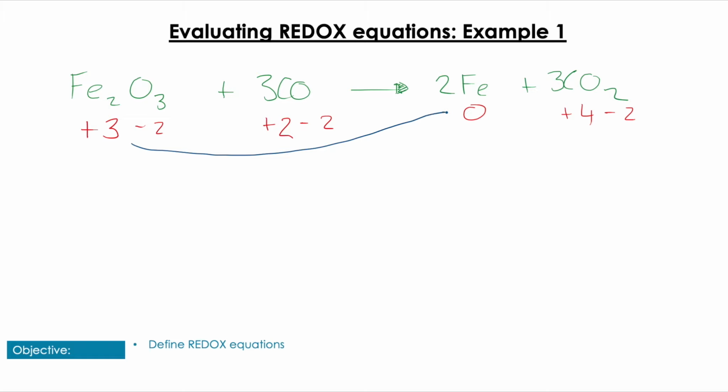So iron goes from +3 to 0, so therefore it's reduced, it's going down. Oxygen's all staying the same, and carbon's going from +2 to +4, which is oxidized. And that's how we can use these equations to tell what's going on in the reaction. So now you can say in this reaction, we show the reduction of iron and the oxidation of carbon.